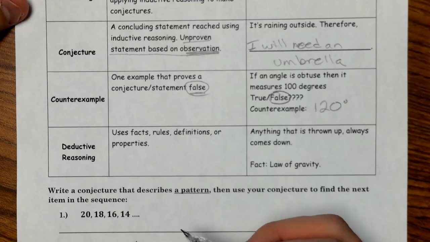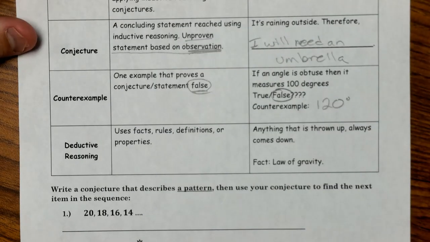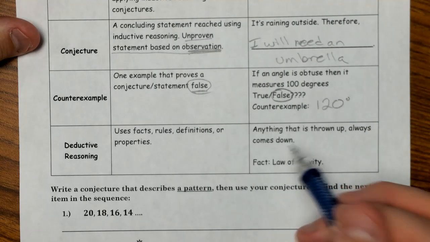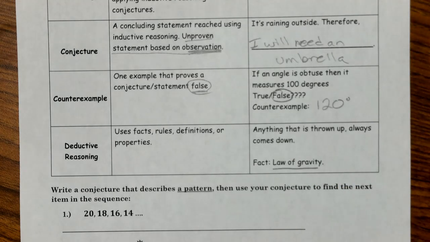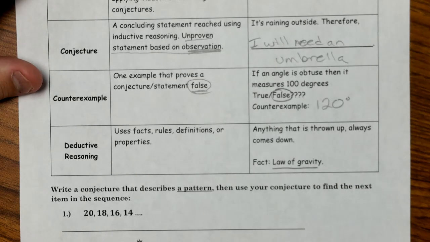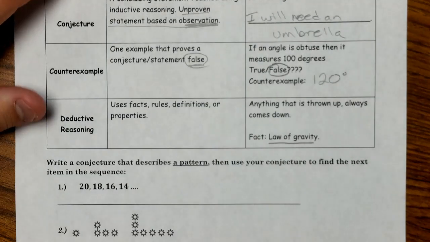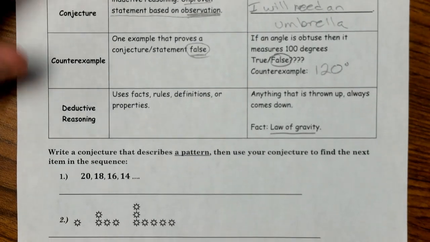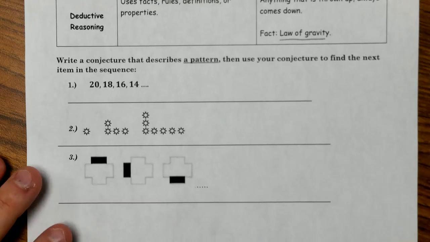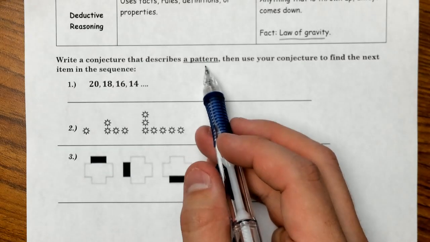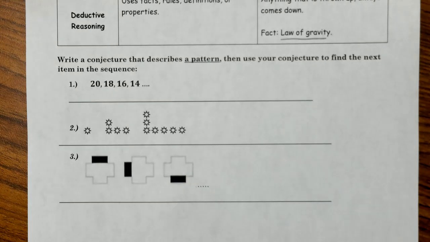Deductive reasoning uses facts, rules, definitions, or properties. So anything that is thrown up will always come down. How do we know that? We look at the law of gravity. So we're going to say deductive reasoning. And we'll get that later with the key points that make the difference between deductive and inductive. So if we just want to make conjectures, we can look at a pattern and then we can guess what's going to come next in our sequence.